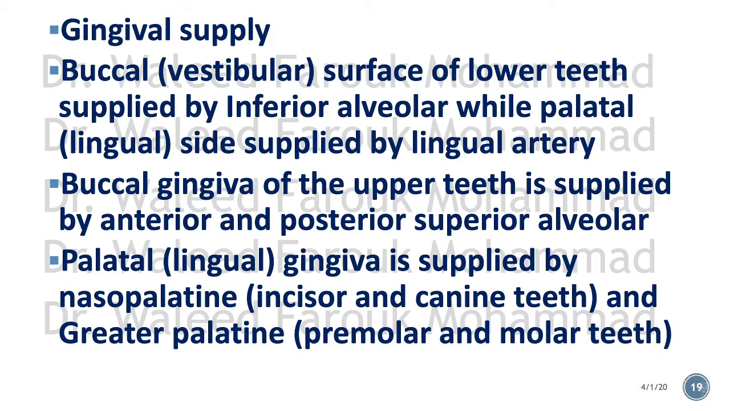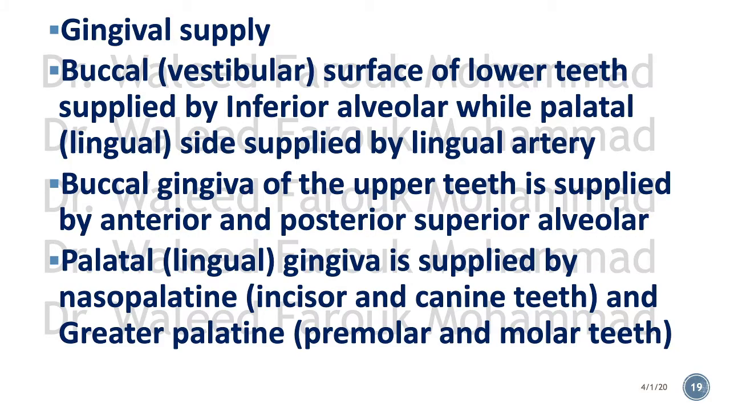The gingiva has two surfaces. An outer surface that faces the vestibule of the mouth. You know the vestibule of the mouth now, or the lips and cheeks. It's called the vestibular surface, or the buccal surface. So if they're talking buccal or vestibular surface, they mean the outer surface. The inner surface that faces the palate or faces the tongue, it's called the lingual or palatal surface.